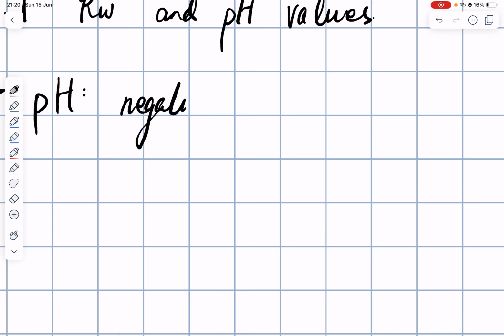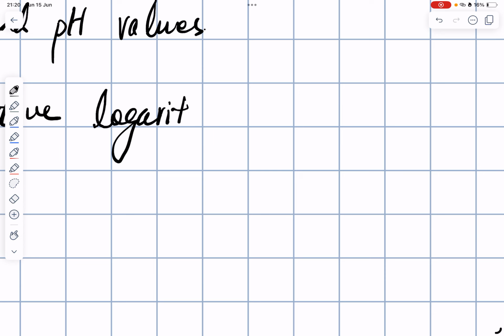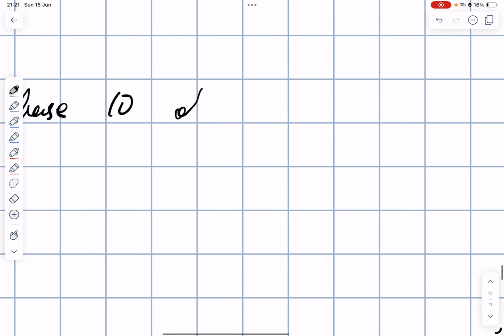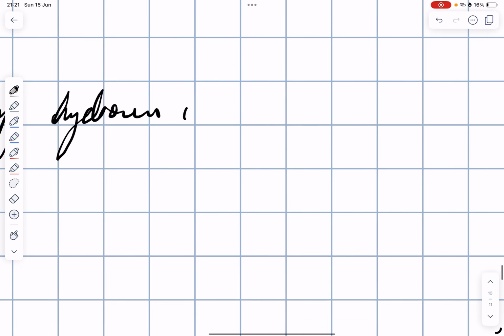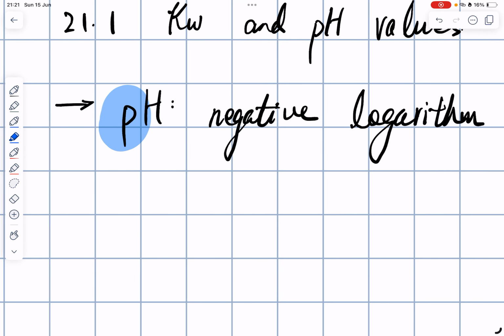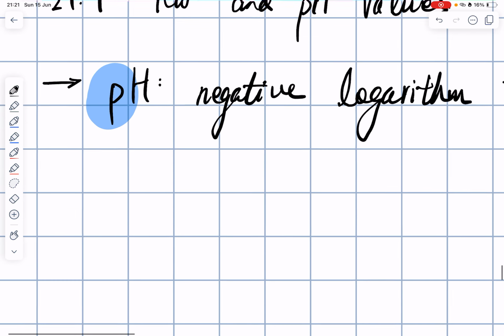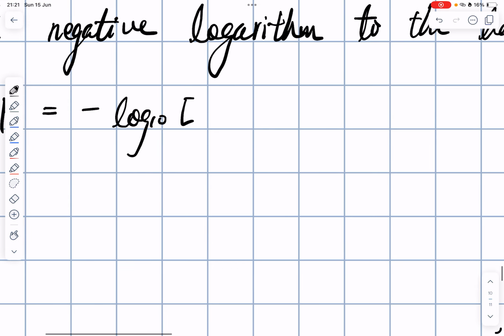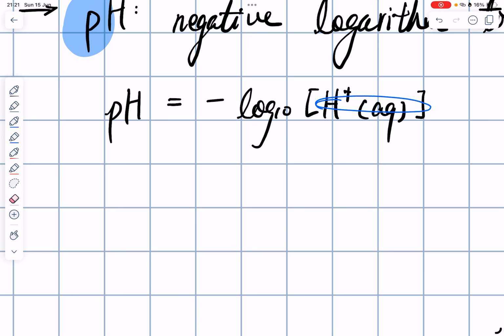pH is the negative logarithm to the base 10 of hydrogen ion concentration. So the prefix small p means negative logarithm to the base of 10. A more mathematical expression of this will be pH equals minus log 10 bracket H plus aq. Remember, this expression means the concentration of aqueous hydrogen ions.